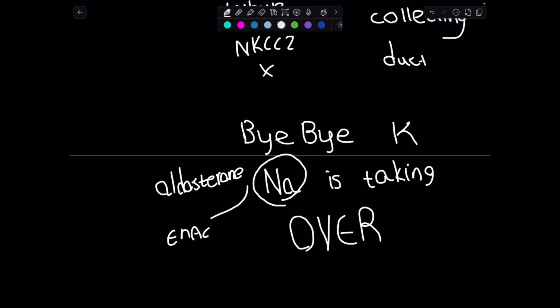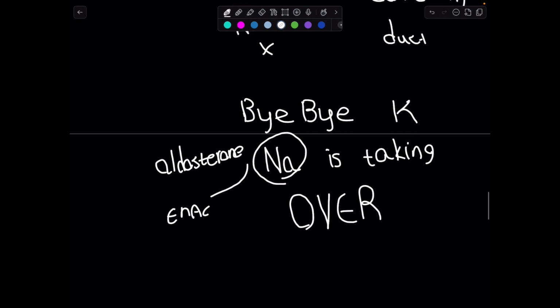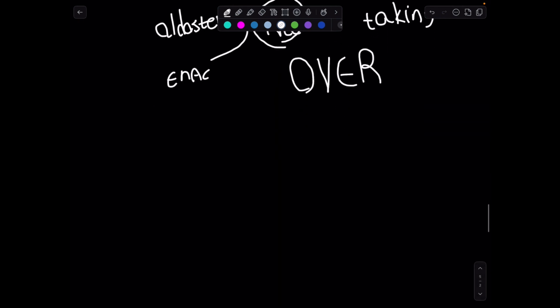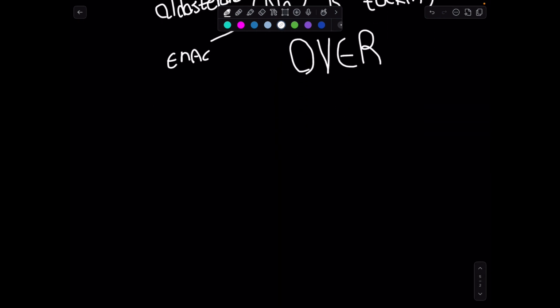That makes sense. Okay, let's talk a bit more about thiazide diuretics. So they act in the distal tubule, and they inhibit the NaCl cotransporter, right?